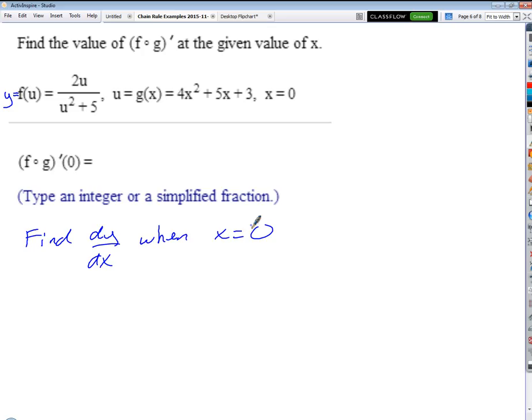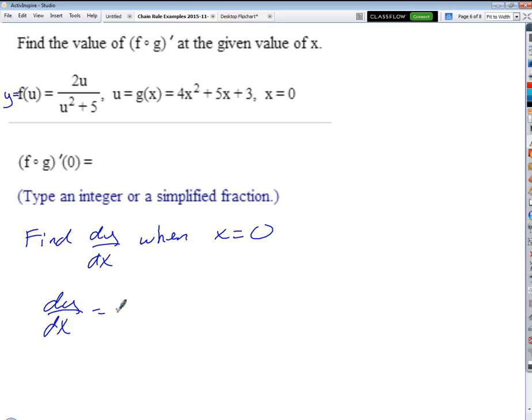dy/dx now. To use the chain rule here, we've really got two layers, don't we? We've got a function of u, and then u is a function of x, right? So how could we write the chain rule here, using this notation, so we're able to get dy/dx even though we're given f as a function of u? So what are we going to get? dy/dx equals f prime of u, same thing as dy/du, right?